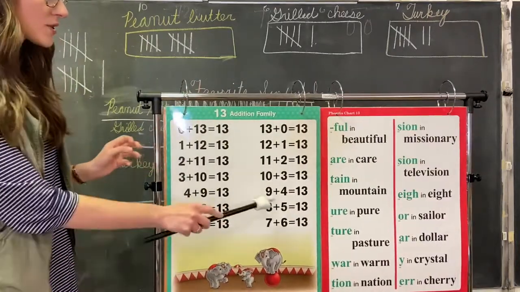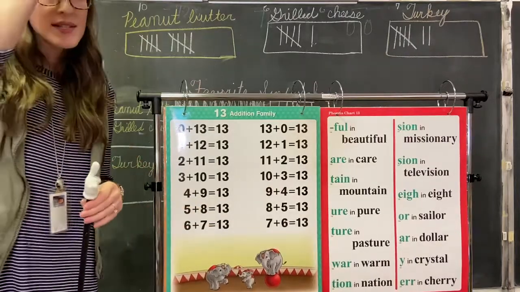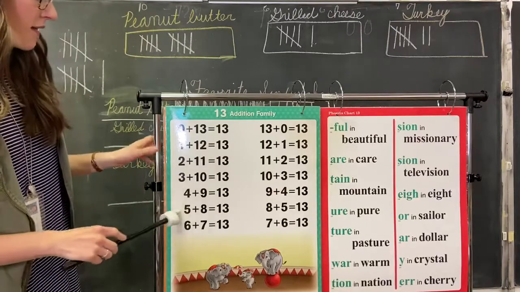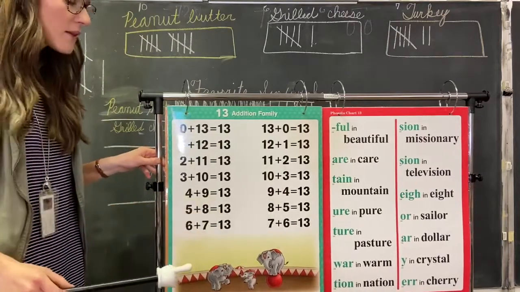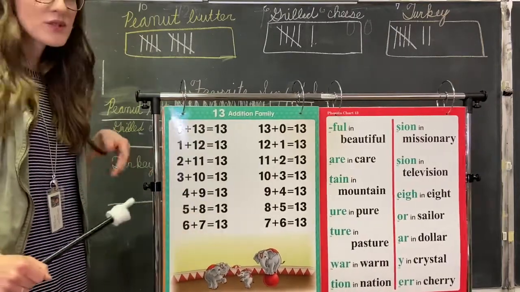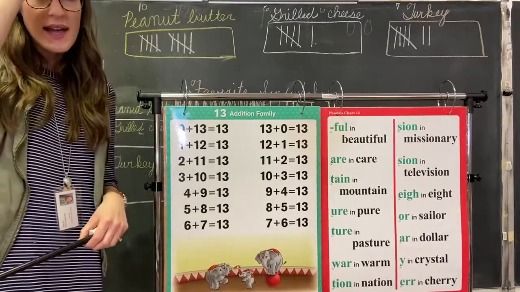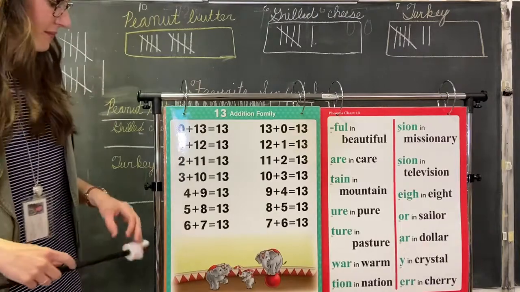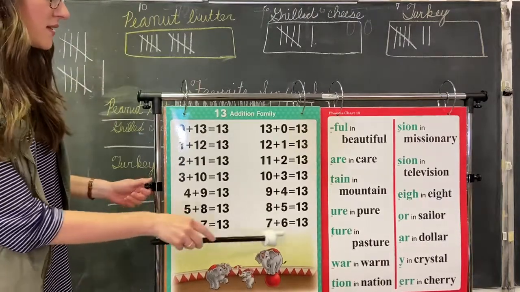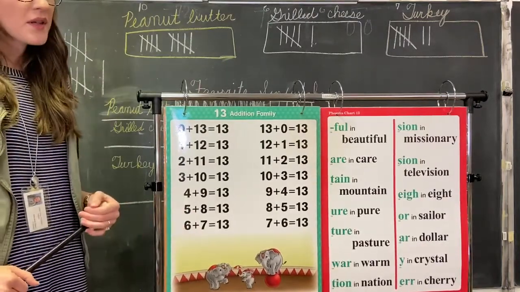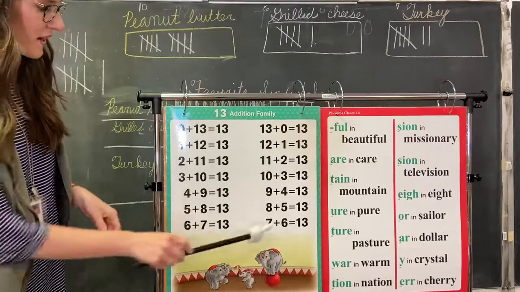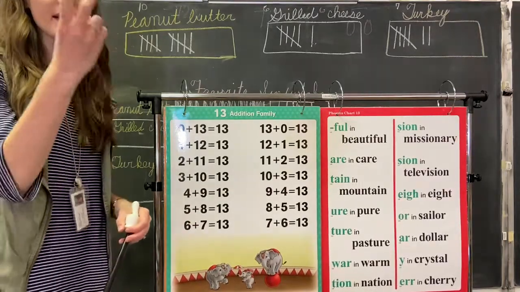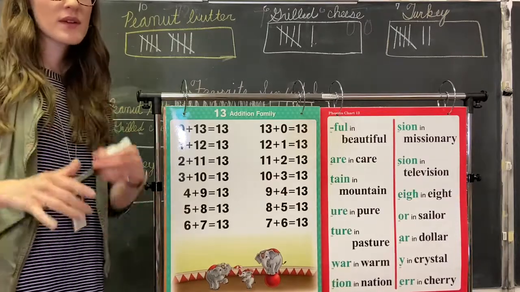Same thing, I like to start with the bigger number, 9. 9, 10, 11, 12, 13. 5 plus 8 and 8 plus 5 both equal 13. Let's start with the bigger number for this one. 8, 9, 10, 11, 12, 13. 6 plus 7 and 7 plus 6 both equal 13. And 7 is just one bigger than 6, so let's start with 7. 7, 8, 9, 10, 11, 12, 13.